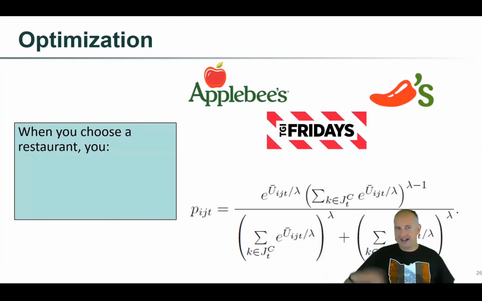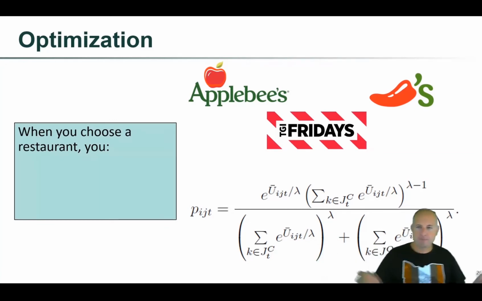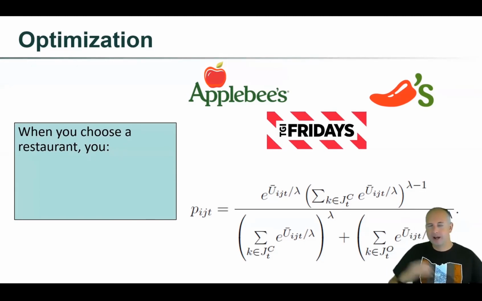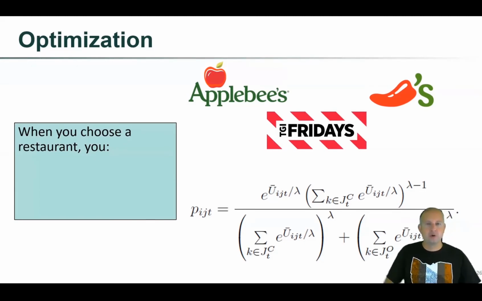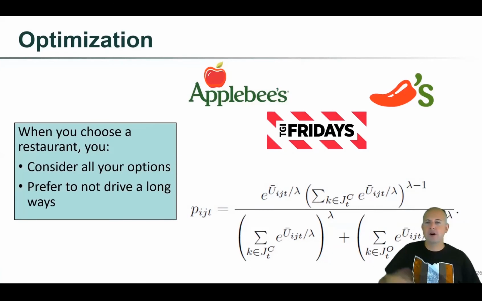At no point did I think that this was a realistic approximation of how people actually decide where to eat. What I was doing was trying to approximate the decisions that people make when they are trying to decide which restaurant to go to. And what I was really getting at is when you choose a restaurant, you consider all of your options and prefer not to drive a long way.